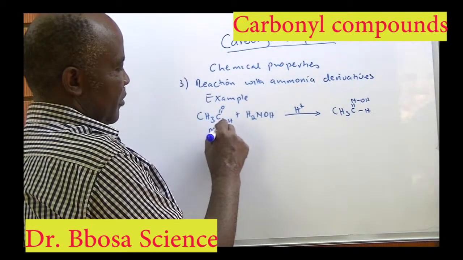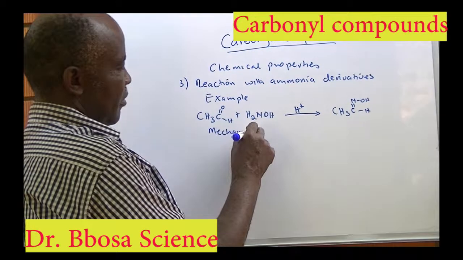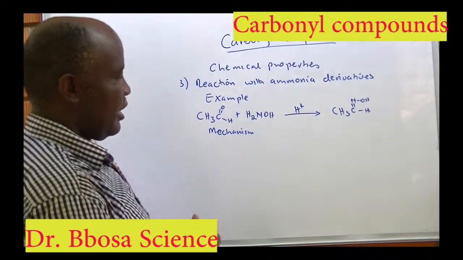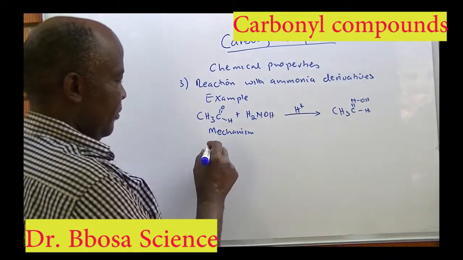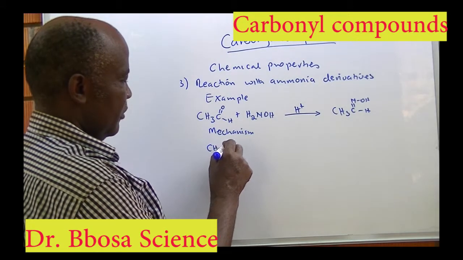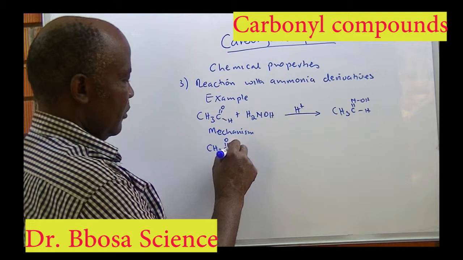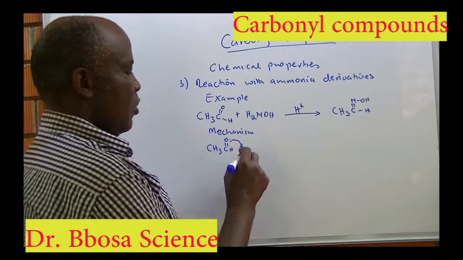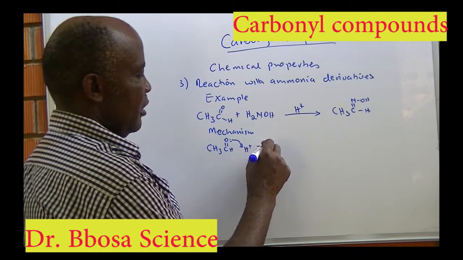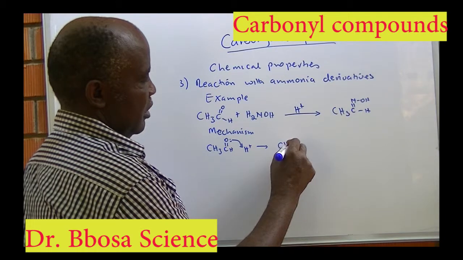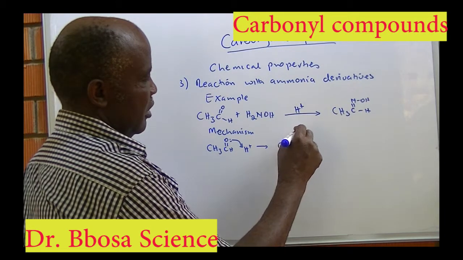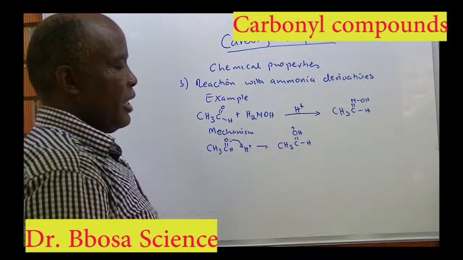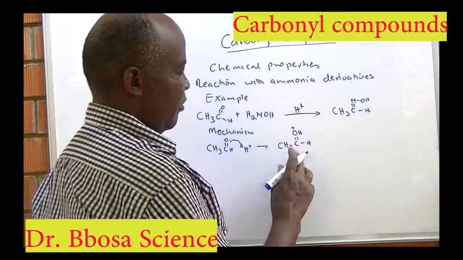Mechanism: the mechanism is a bit lengthy, but with practice, it becomes easy. Oxygen uses the lone pair of electrons to attract a proton. This makes this carbon atom very positive.